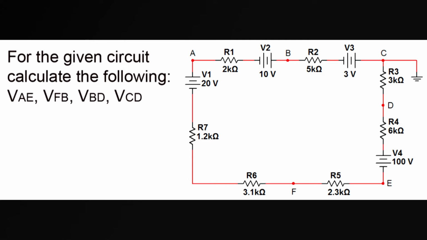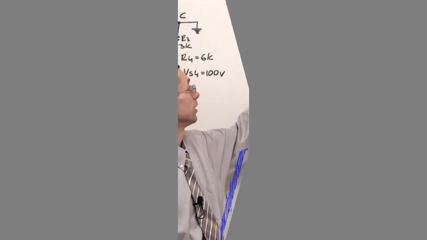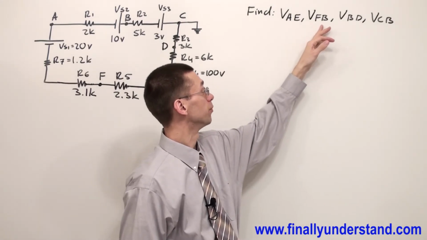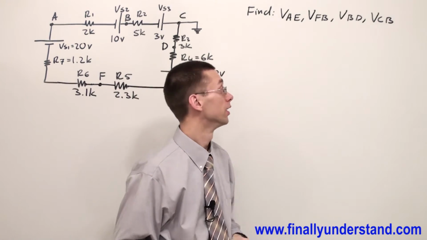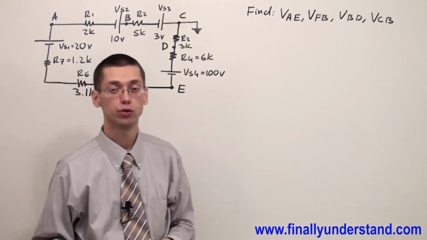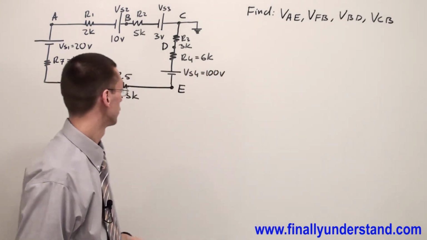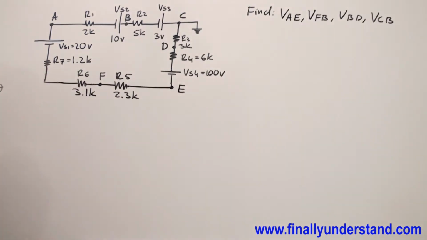Let's take a look at this example. We're supposed to find voltages between point A and E, voltage between point F and B, voltage between point BD, and voltage between point CB. What we're supposed to do first? Remember, we have to find the total resistance first.